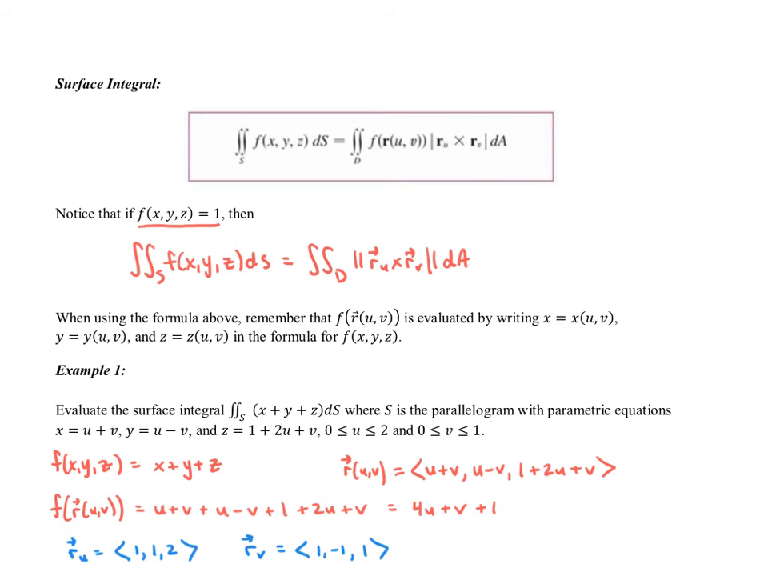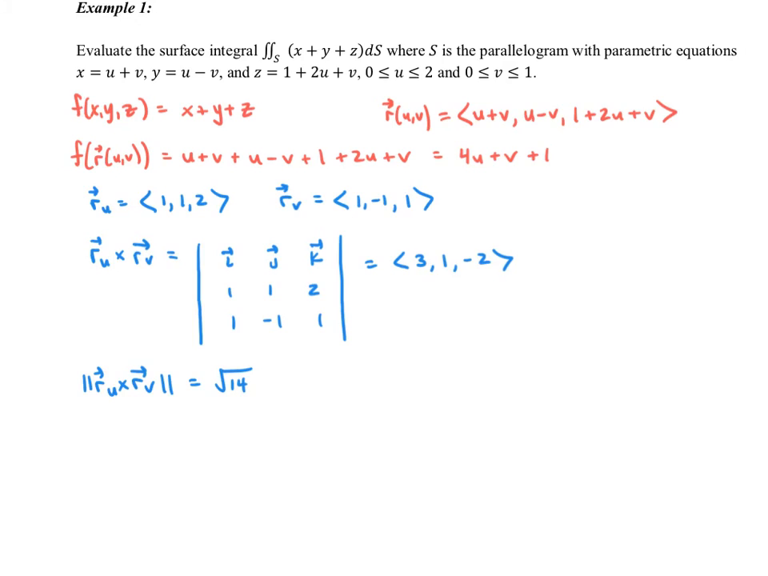Okay, and then what we have is the region D and the dA operator, and that stuff is going to be given to us in the problem. In this case, we have u from 0 to 2, and v from 0 to 1. And so really we have everything we need to set up our integral. So let's go ahead and set everything up.